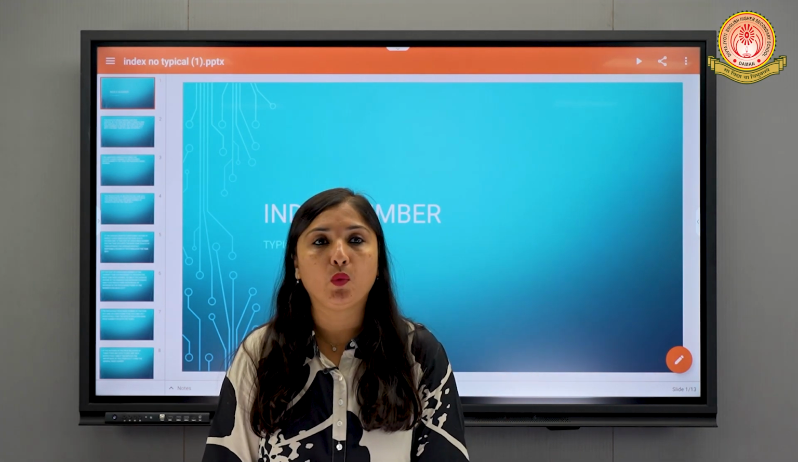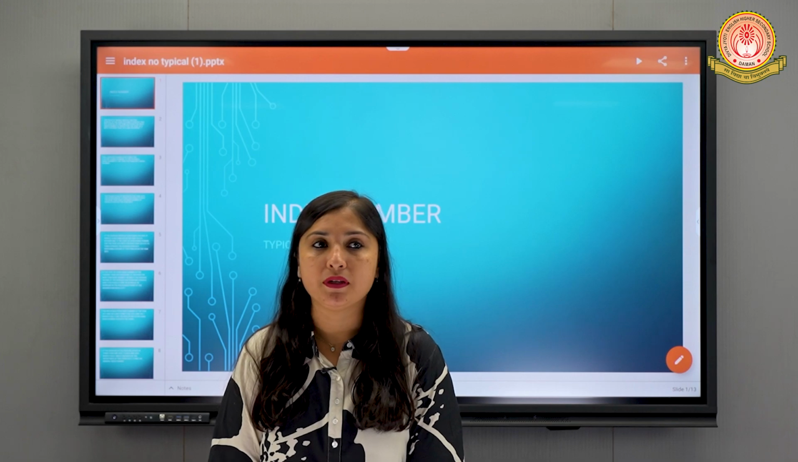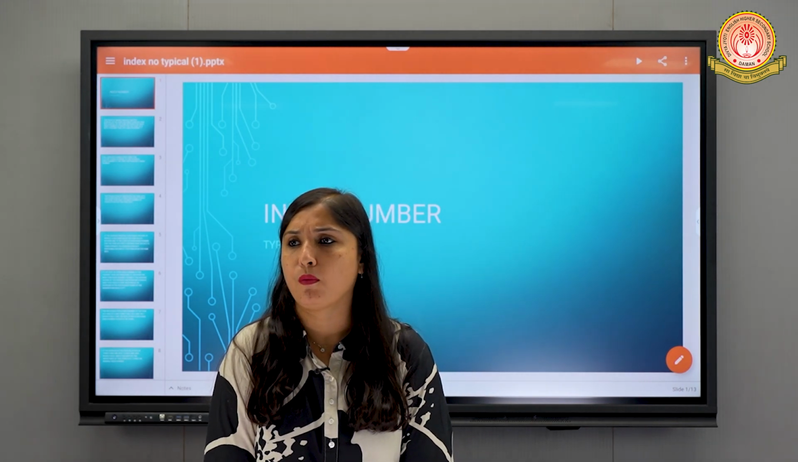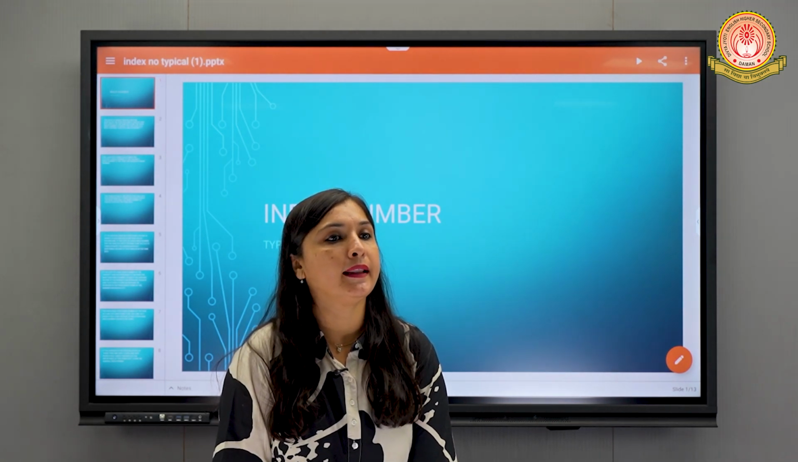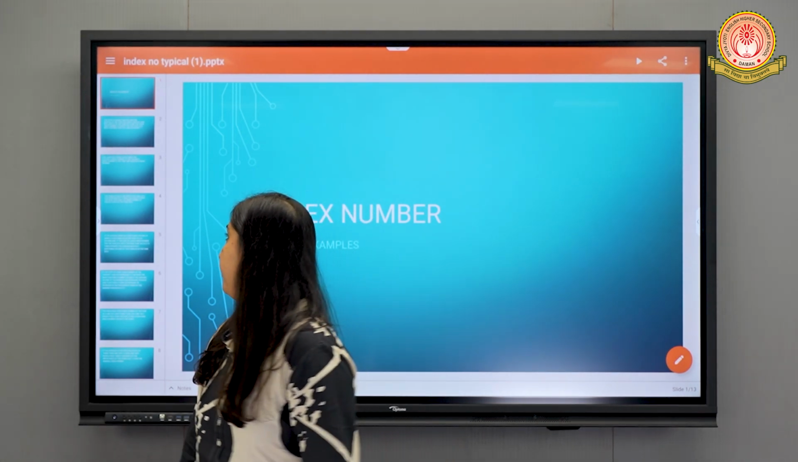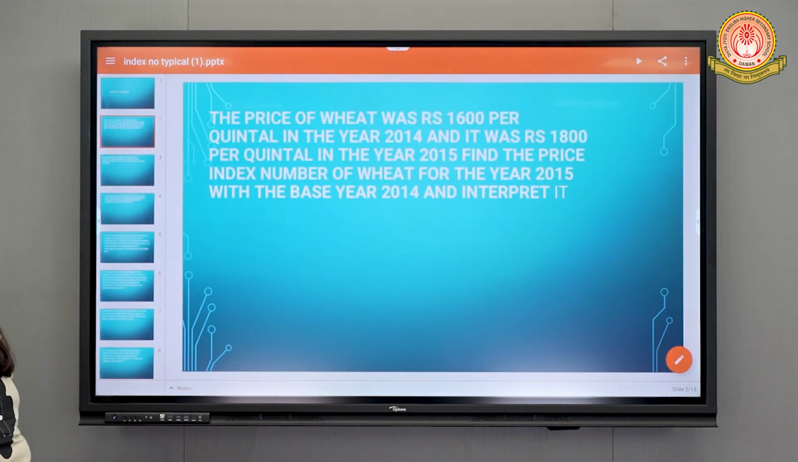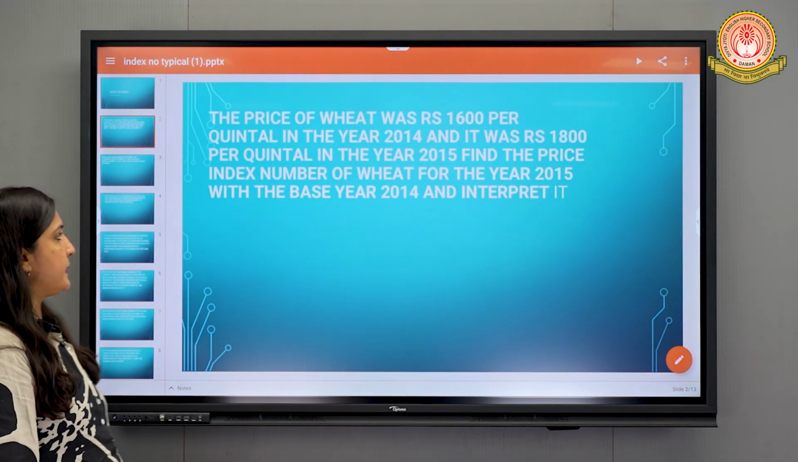Now we are continuing with the typical examples, which will be a mixture of everything. You have to assume which formula is to be applied in the sums, and then we'll continue doing it. Moving towards the first sum we are going to do today. What's the question? Let's see.